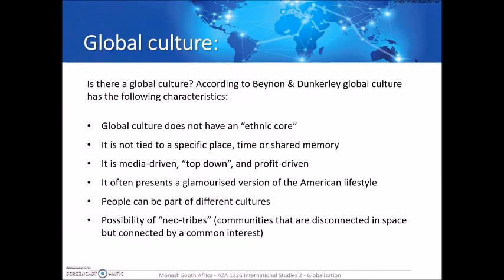They call it neo-tribes. It's basically the idea that there are communities that are disconnected in space, but connected by a common interest. For example, you could be part of an Arsenal fan community that has people from all over the world connected by their common support for the Arsenal team, right? Or it can be Barcelona or Real Madrid, whatever you prefer. It can be around any kind of interest, right? And obviously social media has had a big impact on facilitating these kinds of neo-tribes.